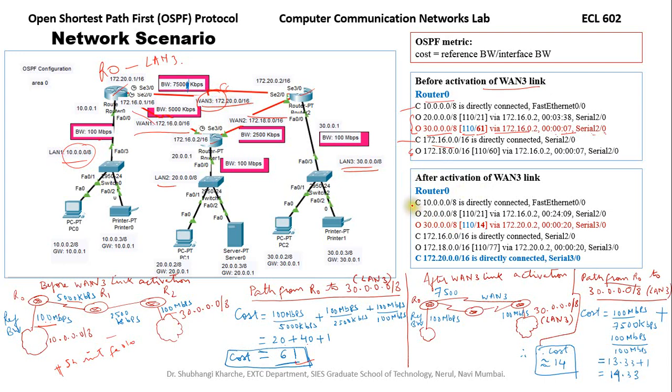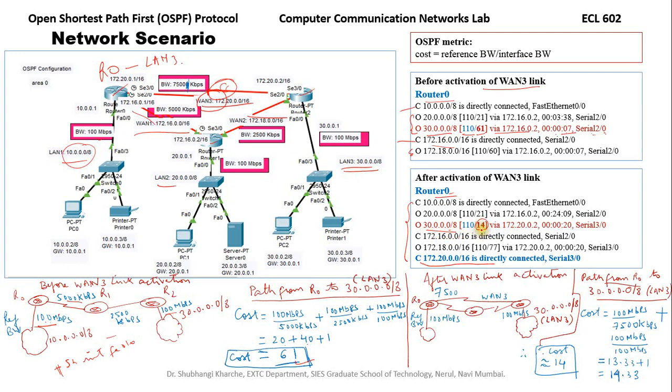Fine. Now after this we are going to activate this WAN 3 link, and again we are going to check out the updated routing table for router 0. In the updated routing table you can observe here this directly connected network is added in the routing table of router 0 because now the WAN 3 link is activated, and you can observe the change in the cost metric to reach the 30 dot network. The cost metric for reaching the 30 dot network from router 0 is now reduced to 14.